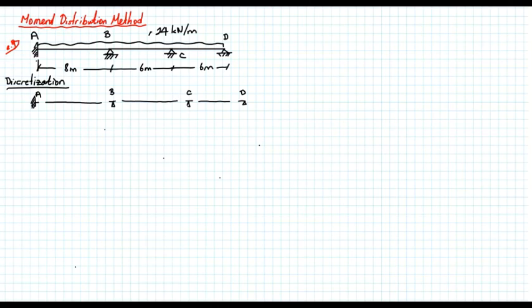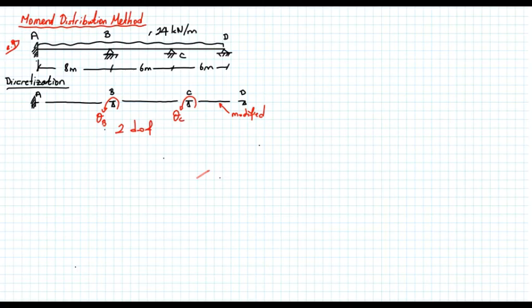So again, we have a rotational degree of freedom theta B, a rotational degree of freedom here theta C, and if I use modified stiffness for member CD, then basically we have 2 degrees of freedom in this structure. So I have to do moment distribution at 2 different nodes.